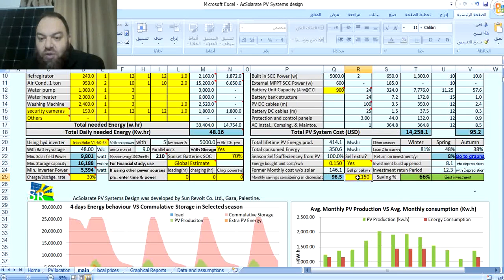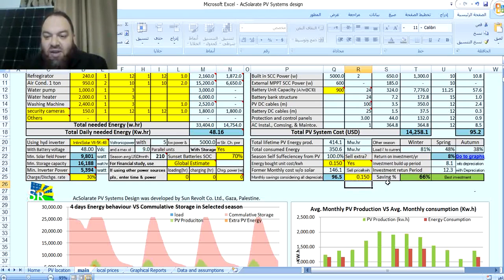Okay, and also the program will allow you to change the selling price. If you need to sell the extra energy at a different rate, then you can just put a different rate, 0.12 for example, and this clearly will reduce the savings and maybe will also affect the return on investment. But for our example, just keep it the same as the buying price.